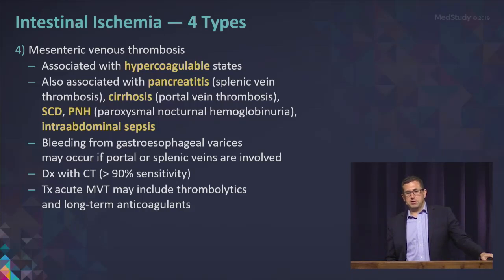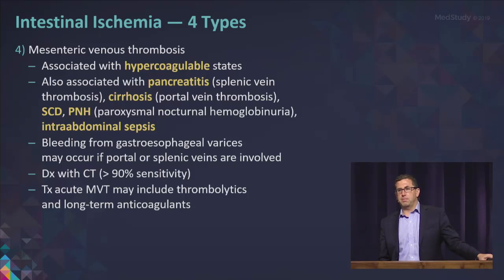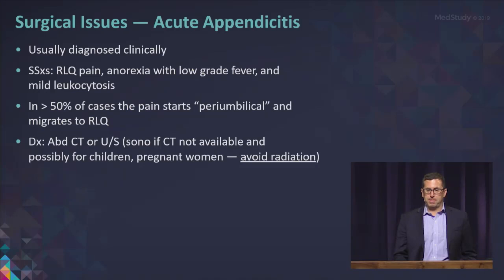The fourth type of intestinal ischemia is mesenteric venous thrombosis. So this is associated with hypercoagulable states. For example, pancreatitis, which could lead to splenic vein thrombosis, cirrhosis, which could lead to portal vein thrombosis, and a variety of other conditions associated with thrombotic conditions. If you get splenic or portal vein thrombosis, that could lead to variceal bleeding. Generally, you're going to diagnose this with a CT scan with contrast, and you'll be able to see clots in the mesenteric veins. Sometimes you could treat in the acute setting with thrombolytics, but generally you'll need to have those patients on long-term anticoagulation.